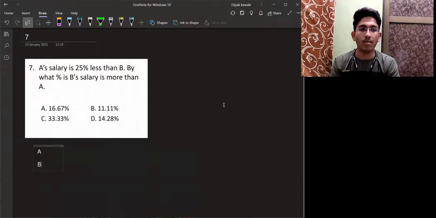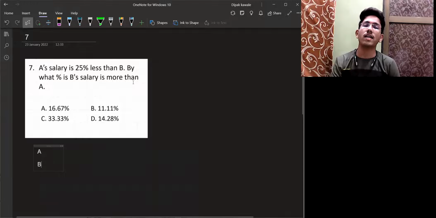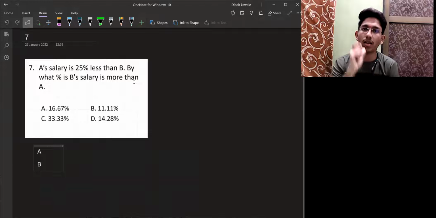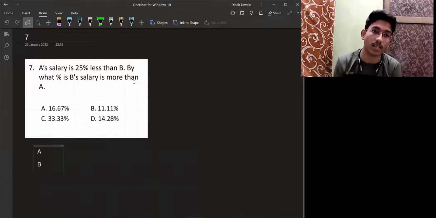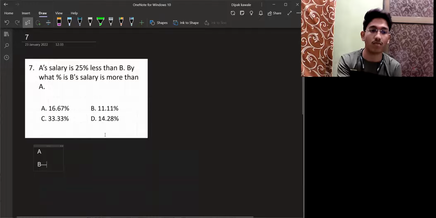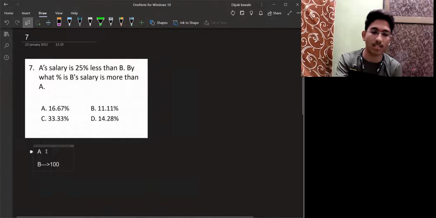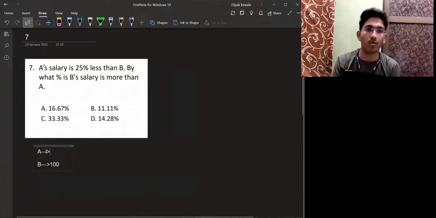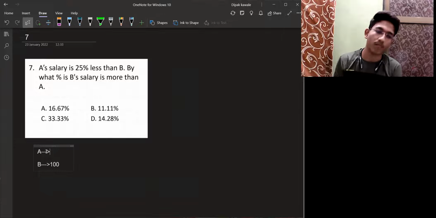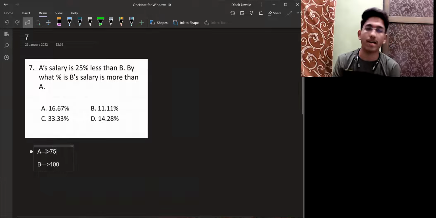Now tell me students, whose value should I consider as 100? The trick is very simple. If I am depending on any value, then that value I should consider as 100. In this question, A's salary is dependent on B. That means first I should consider B's value as 100. And as given in the question, it is 25% less, that means it will become 75. 100 minus 25 is 75.